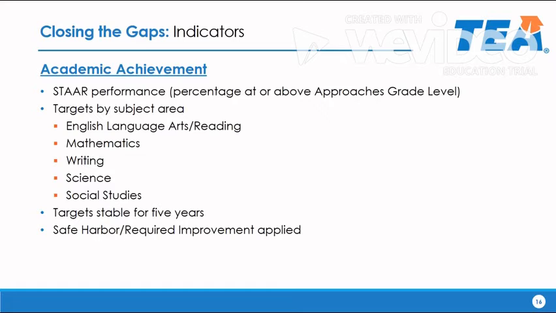Now we're going to take a look at the indicators, and I'm going to explain how each of these indicators aligns with ESSA. So ESSA requires 5 indicators. The first one is academic achievement. So for the academic achievement indicator, we're going to use performance on STAR at the approaches grade level performance standard for all subjects. The targets will be held constant for 5 years. And Safe Harbor is available for each indicator, and we're going to look at Safe Harbor in a little greater detail in just a few moments.